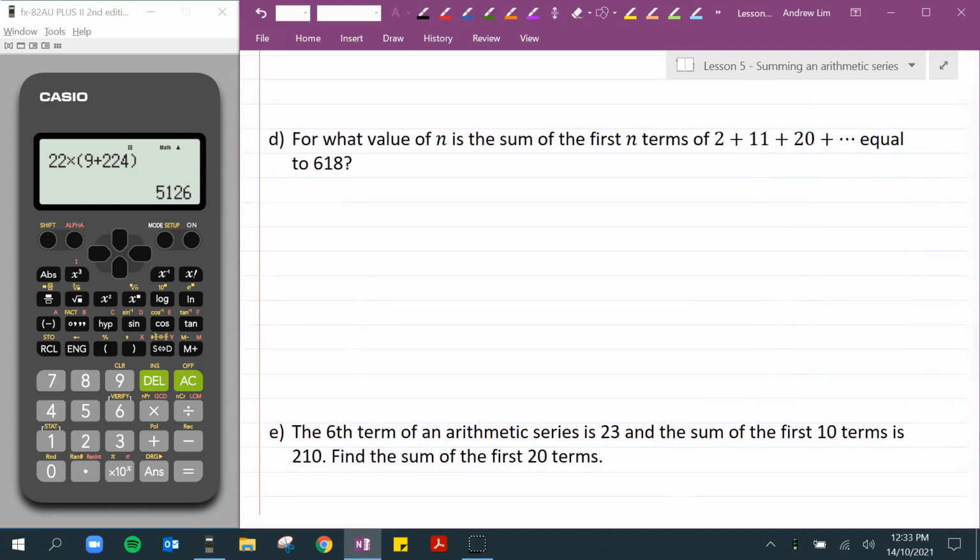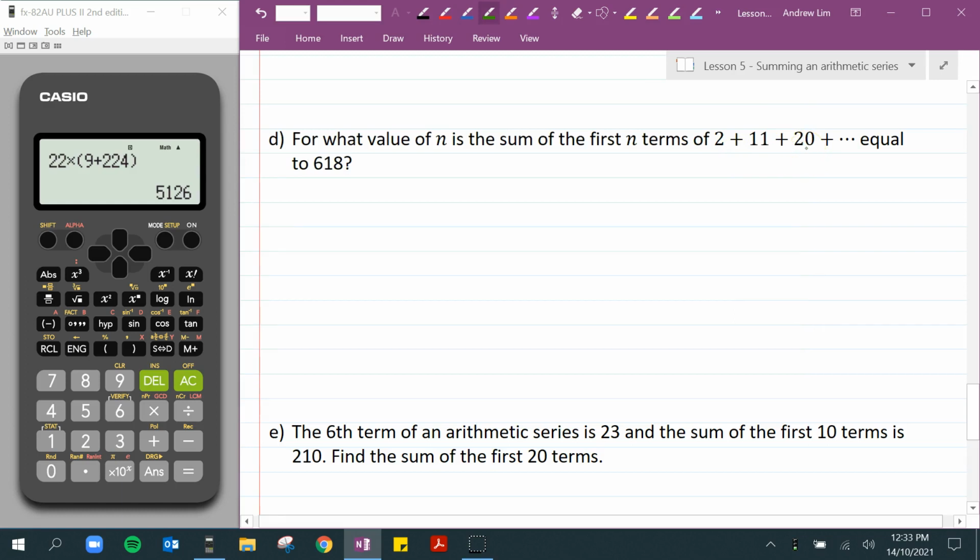Question D. For what value of n is the sum of the first n terms of 2 plus 11 plus 20 plus etc. equal to 618? Now we can see here it's got a common difference. It's going up by 9 each time. So we know it's an AP.